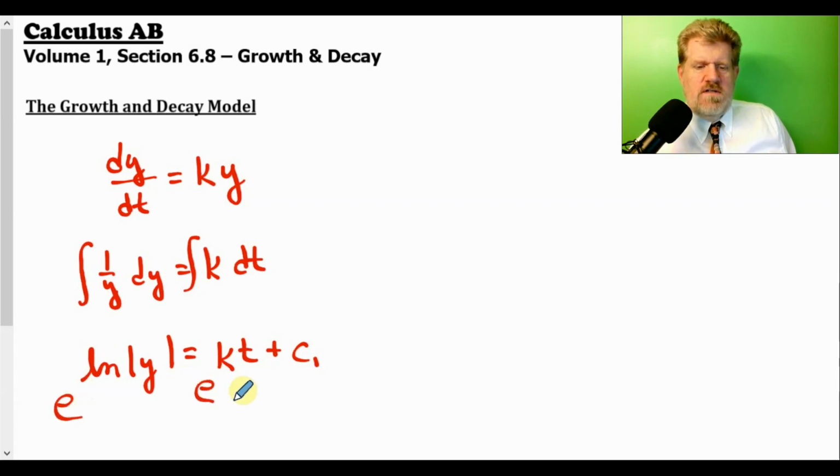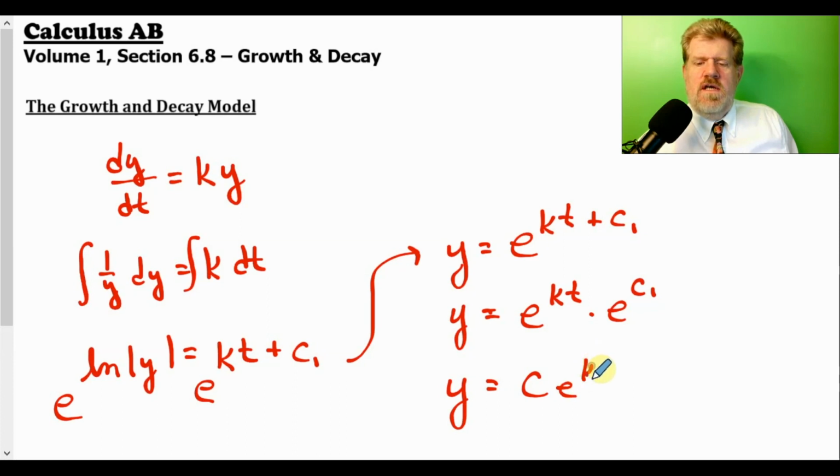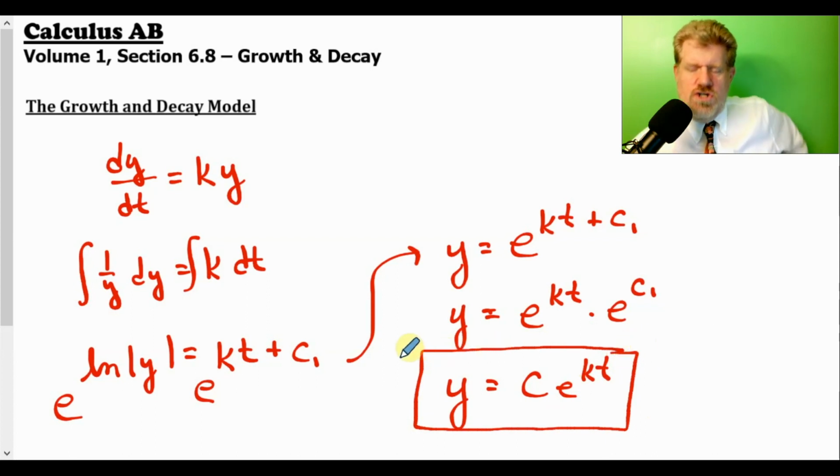The inverse is e's, so let's see what happens when we get that. So this is y equals e to the kt plus c sub 1. And as we talked about in the last lesson, when we add the exponents, it's the same as multiplying their bases. So we're going to call e to the c1 just a giant capital C. And now we have the exponential growth and decay function. Formula, we really should call it. Now, does that look familiar to you? If you remember last year, remember PERT?